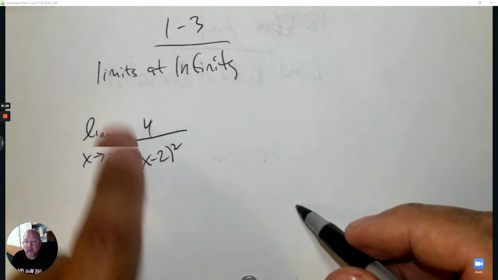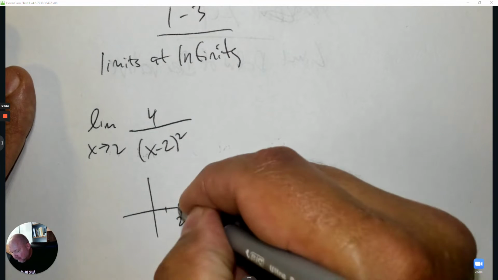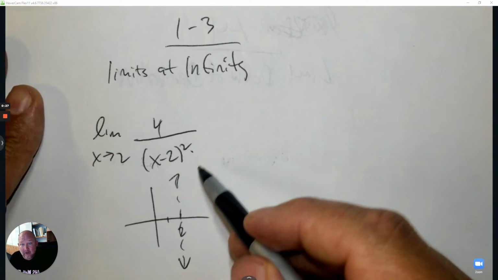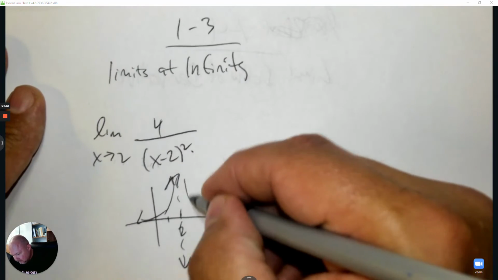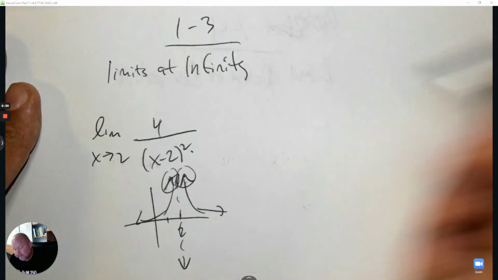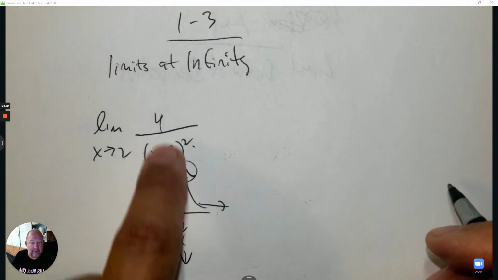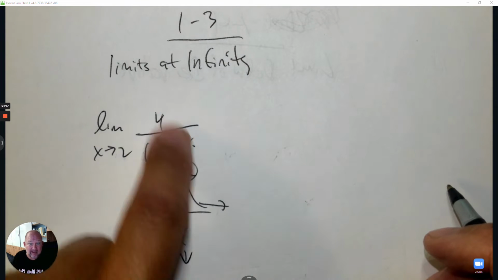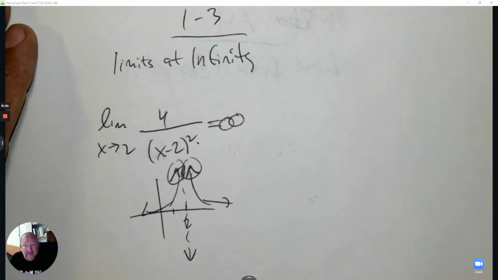And I want you to know, if you graph this and it's squared on both sides, at positive 2 is an asymptote. Because it's squared, both ends are going up. At a vertical asymptote, it's either going to go to infinity or negative infinity. If you plug in a number like 1 or 3 or anything around it, that squaring makes everything positive. So both ends are going up, so this answer here is infinity.